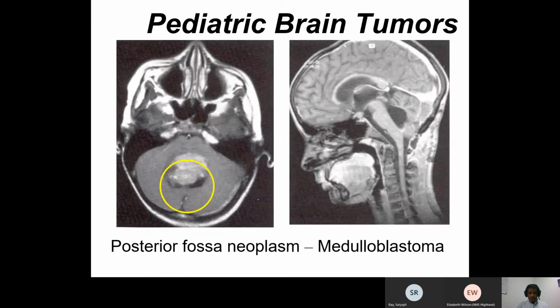When you do an MRI, you are more specific. For example, this is the posterior fossa, which is below the tentorium cerebelli. You can see that there are cerebellar hemispheres on both sides and there is a tumor in the middle. This is a typical location of a medulloblastoma. You can see here, that's a sagittal view. This is the axial view. You can see that the ventricle is enlarged here because it's obstructed here, and there's a tumor here.